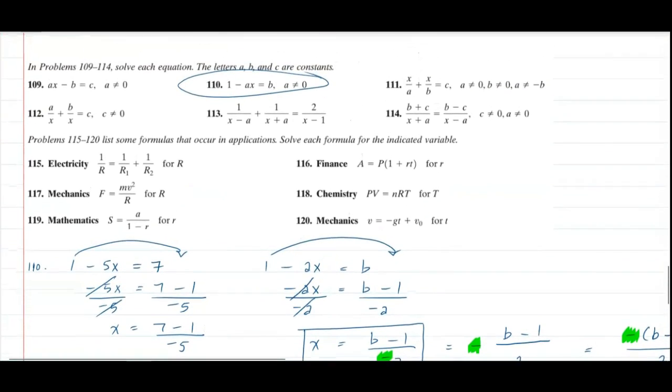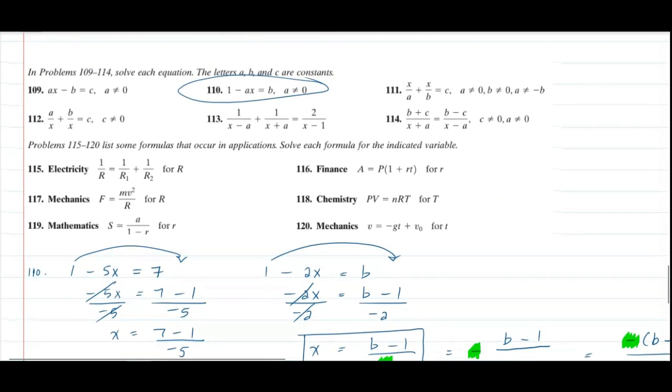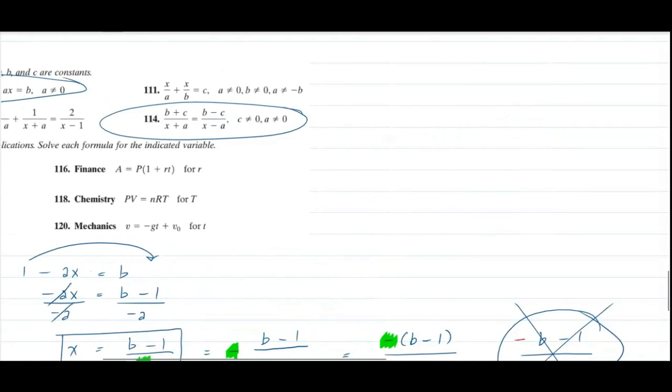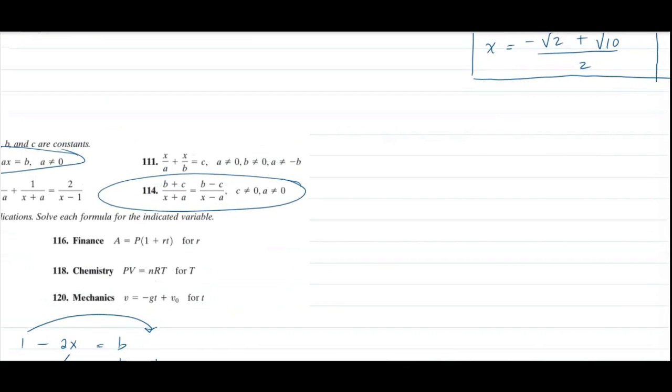Now, let's take another question here. I'm going to take number 114. And in number 114, just pause for a moment. If you're getting overwhelmed by this, going like, wait, I don't understand, what does that stand for? Just pretend these are all numbers. Just pretend A, B, and C are all numbers.